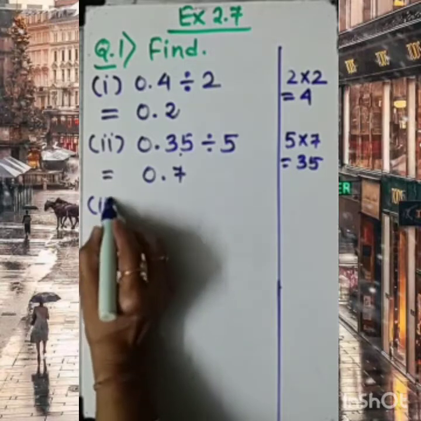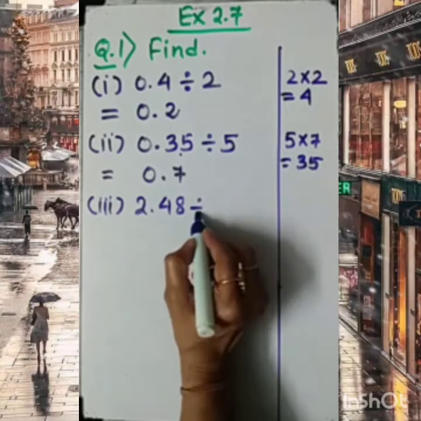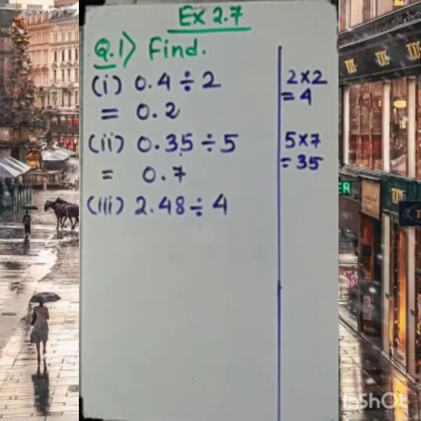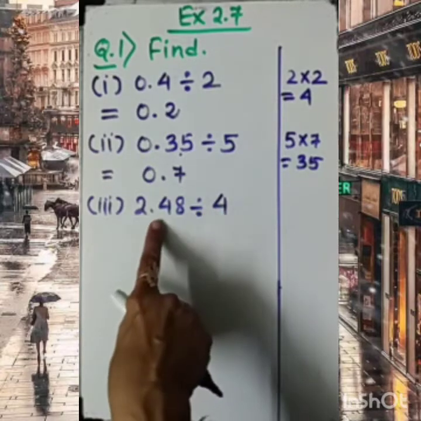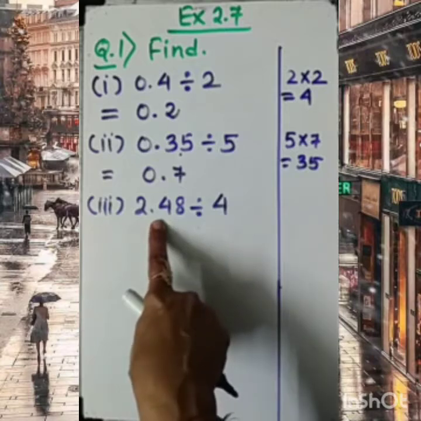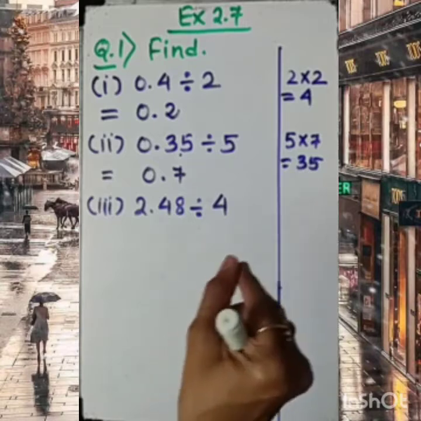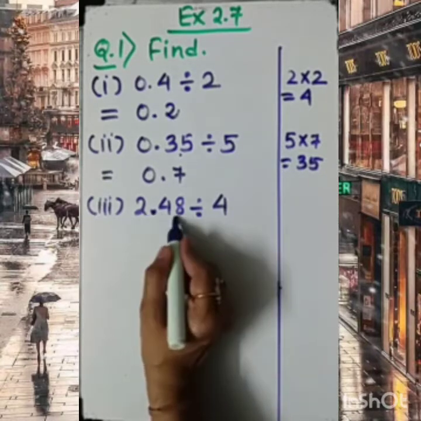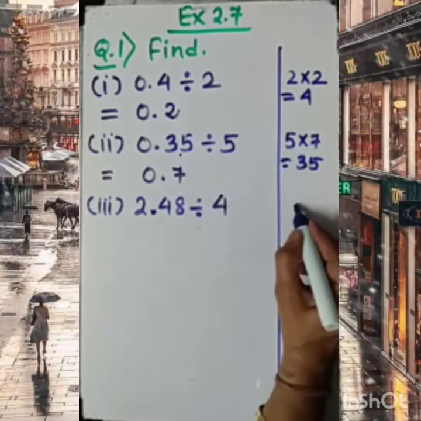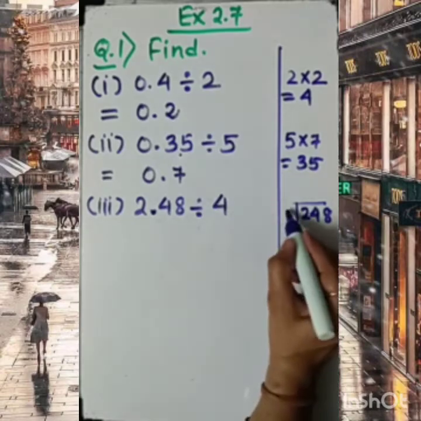One more is with us, 2.48, that we are going to divide by 4. Now, it is sure that it will be divisible by 4. But if we recite the table of 4, then it will be very much higher. Means the answer will go very high. Then what to do in such a case? Very simple. Forget this decimal for a while and think you are having only 248, that you need to divide by 4.